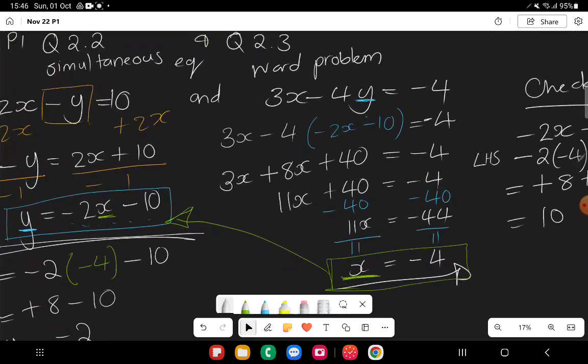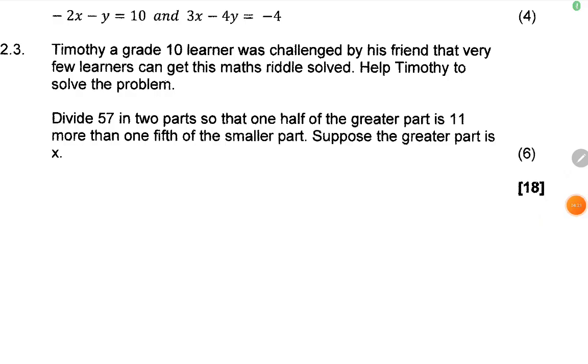Okay, let's do 2.3. Now for 2.3, I'm not going to write the question down because it is a word problem. So I'm going to read it and let's see how we can fare. Okay, I have it on the screen. It says, Timothy, a grade 10 learner, was challenged by his friend that very few learners can get this math riddle solved. Help Timothy to solve the problem. Divide 57 in two parts so that 1/2 of the greater part is 11 more than 1/5 of the smaller part. Let's assume the greater part is x.